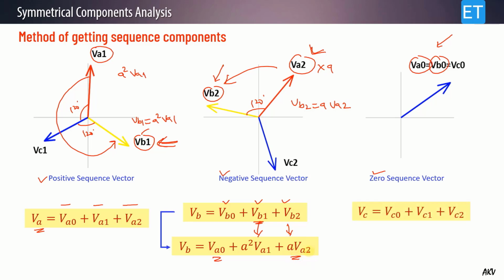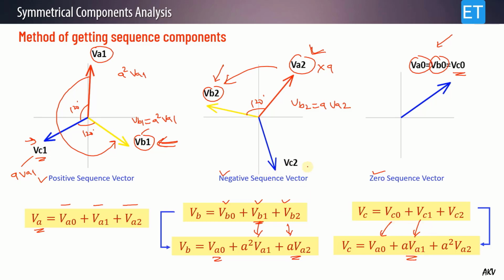Okay. And a similar operation we can do for this C vector. Here you can see that VC0 equal to VA0, that is already written, and VC1 is A VA1. So let's see, where is VC1? Okay, so this is VC1. I can write this VC1 in terms of the red. This angle is only 120, so VC1 means simply A times VA1. So here you can see that it is A times VA1.